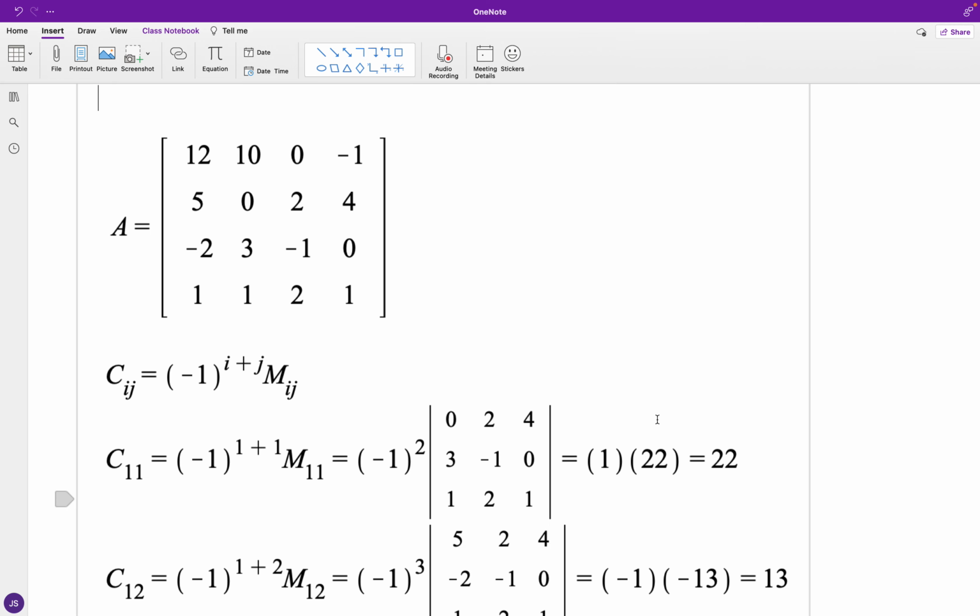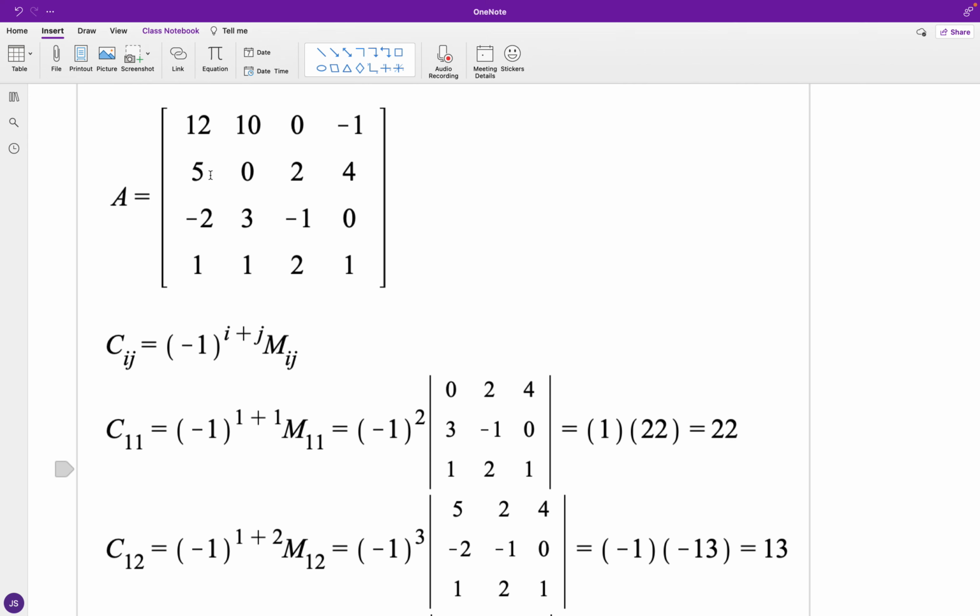And we had also worked with the first row and the second column positions, where we have minus 10 times the exposed elements. And again, for the minor, covering up the top row and the second column values, for the minor of 1, 2, you have exposed 5, 2, 4, negative 2, negative 1, 0, as well as 1, 2, and 1. And we had found that particular determinant to be negative 13. And for the base, negative 1, that is to the 1 plus 2 degree, and negative 1 to the third comes out to minus 1. So the cofactor of the first row, second column comes out to positive 13.